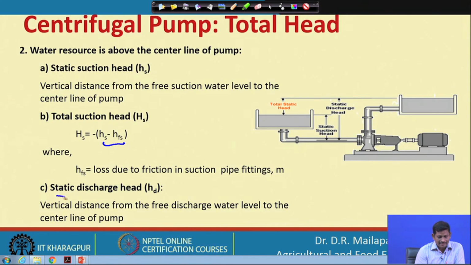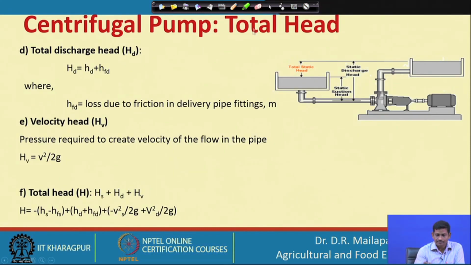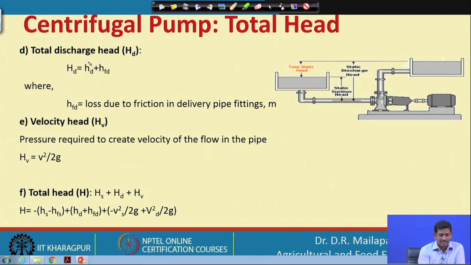Then static discharge head. That is the same as before, because we are not changing anything here. So, this will be the same. The static discharge is the difference between these two. This is the discharge head, and then adding the friction head loss here. So, the total discharge is the static discharge head and the friction head loss, and you have to use the velocity head.